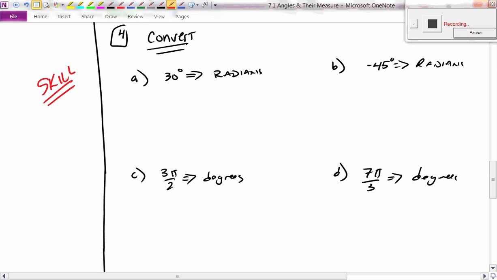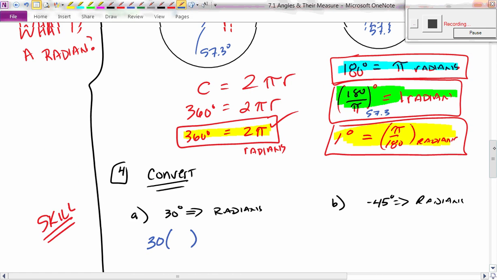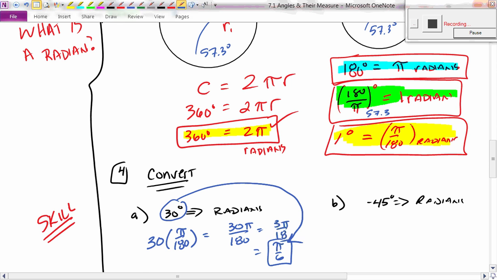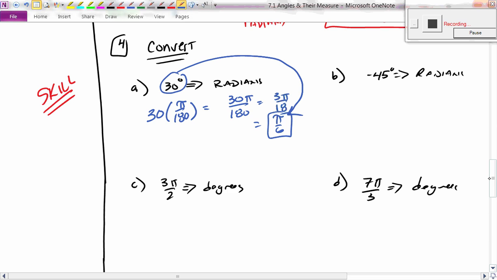Okay, let's convert from 30 degrees into radians. So what we're going to do is take our 30 degrees and multiply by our conversion factor. 1 degree is pi over 180 radians, so I need to multiply by pi over 180. That gives me 30 pi over 180, which is just 3 pi over 18, which is just pi over 6. So there we go. 30 degrees is the same thing as pi over 6 radians. You leave it in exact form, pi over 6. That's what we're going to be working with a lot.